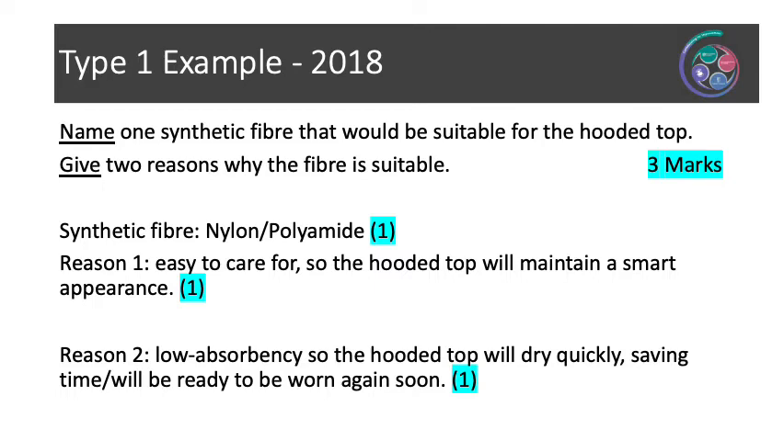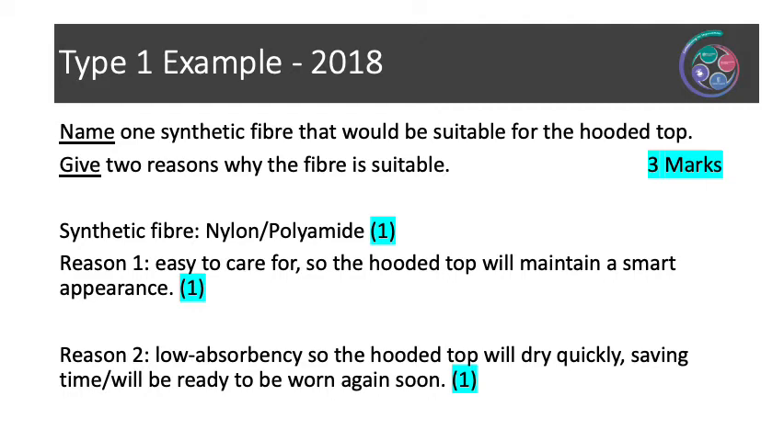So from this example, you can see that the command words are name and give. This question has 2 command words in it. Name one synthetic fibre that would be suitable for the hooded top. So we can deduce from this we will get 1 mark for naming the synthetic fibre. The other 2 marks we can see are from giving 2 reasons why the fibre is suitable.